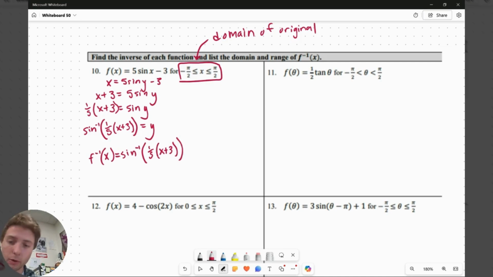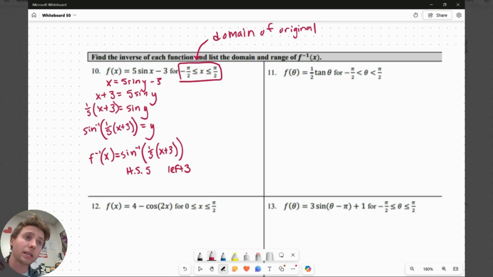Okay, so here is our function. Few things are happening with this function. We know that there is a horizontal stretch of 5. We know that the plus 3 on the inside also means it is going left 3. So now if I want the domain and range, we need to figure out what those are.